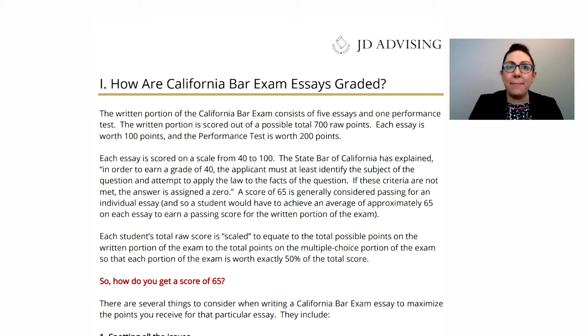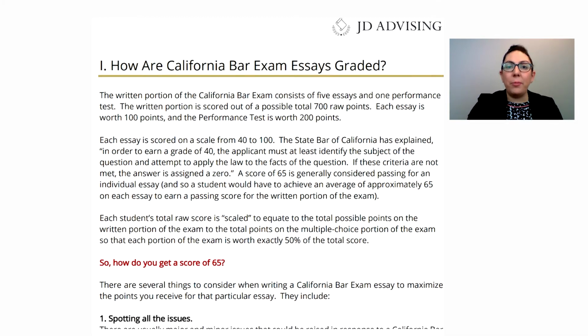Now, if you don't even make that minimal attempt, let's say, for instance, if you run out of time and don't get to a final essay, you would get a score of 0 for that essay. So there's nothing between a 0 and a 40. You either get a 0 for making no attempt or a 40 as a minimum score for making some minor attempt. So they typically score on a scale from 40 to 100, assuming that you've made some attempt at the question. A score of 65 is on average considered passing. So you're really aiming for about a 65 on each of your essays to ensure that you get the score you need to pass the written portion of the exam.